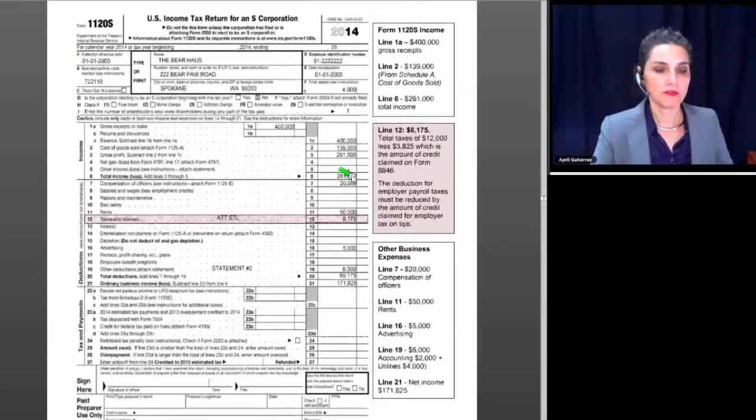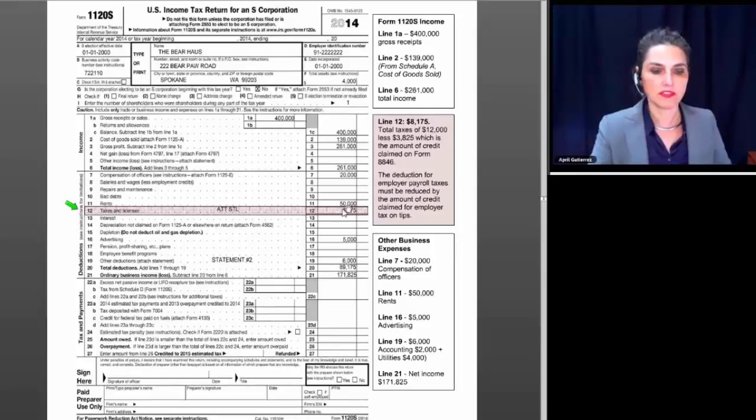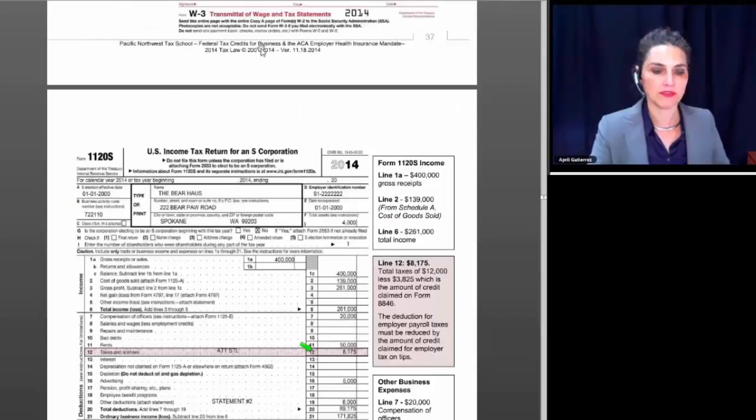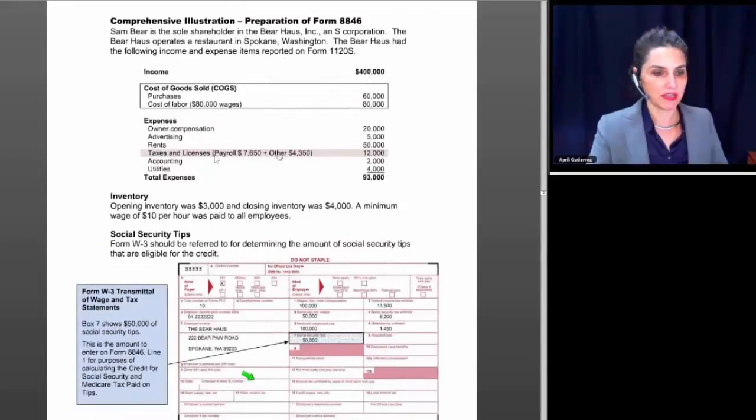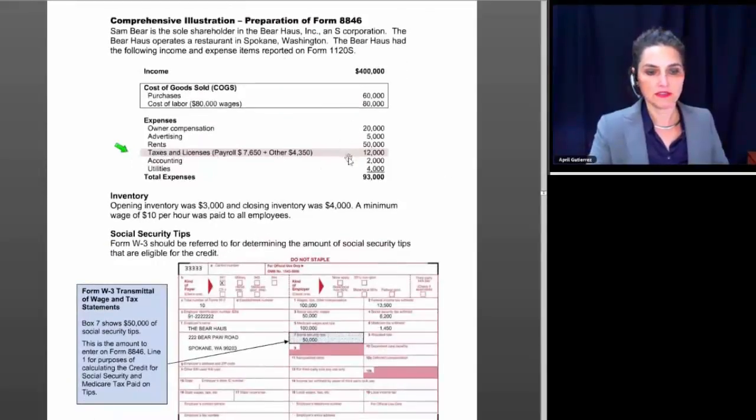Moving on to the Form 1120S that we prepared for the Bear House, we can see that we've entered the gross receipts. On line 2, we've got cost of goods sold, and I'll show you where we get that figure in just a second. We then have a total income after cost of goods sold of $261,000. On line 12, we have taxes and licenses, and you will see that the total entered here is $8,175. That is not a match, if I bounce back here, to the taxes and licenses total of $12,000.